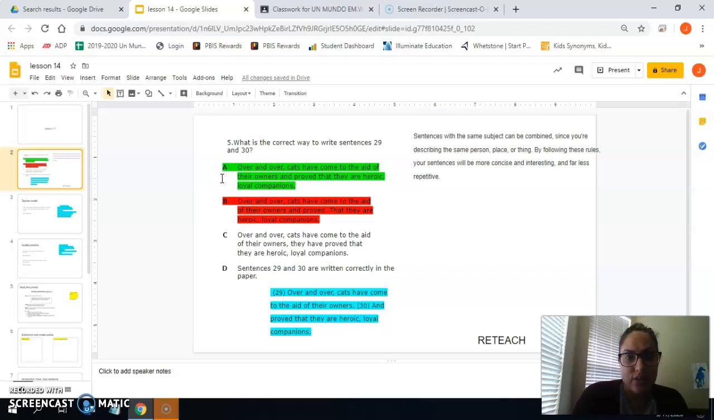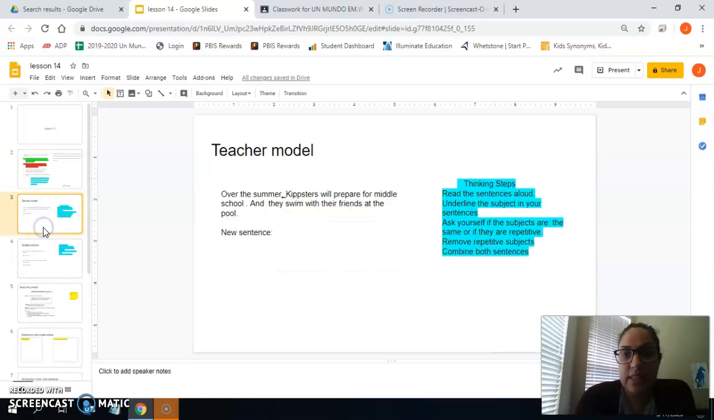So that's why the answer is A, because if you read A, over and over, cats have come to the aid of their owners and prove that they are heroic, loyal companions. This is a complete sentence because it combined both thoughts with the same subject. So today, that's exactly what we're going to do. I'm going to teach you how to combine a sentence when it has the same subject.